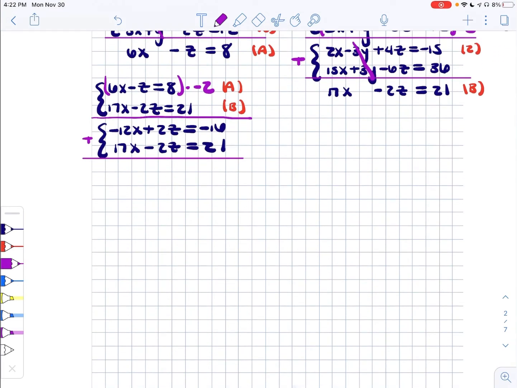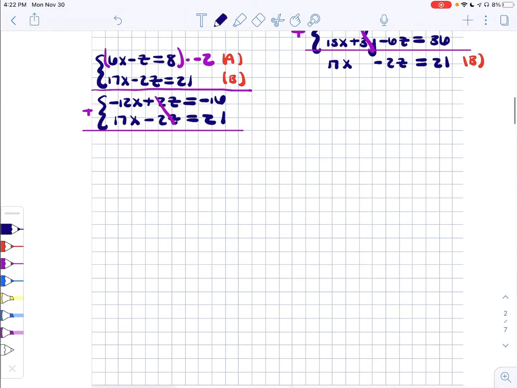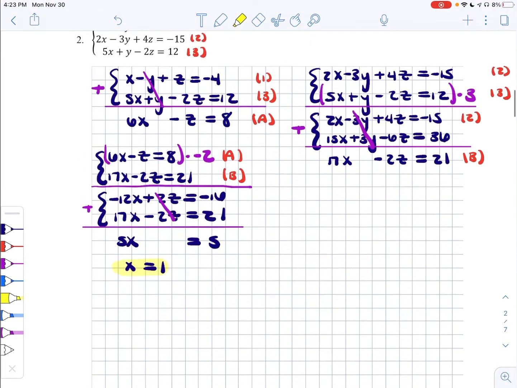So adding these together, our z's cancel, and we would get 5x is equal to 5, which, just dividing by 5 on both sides, we end up with x is equal to 1. So that is our first variable.